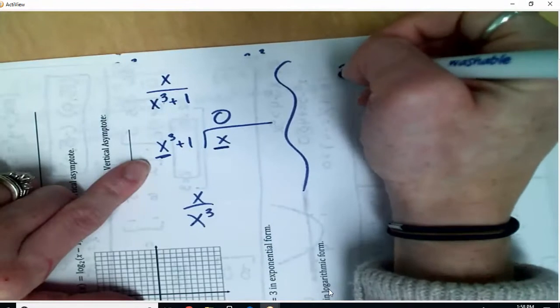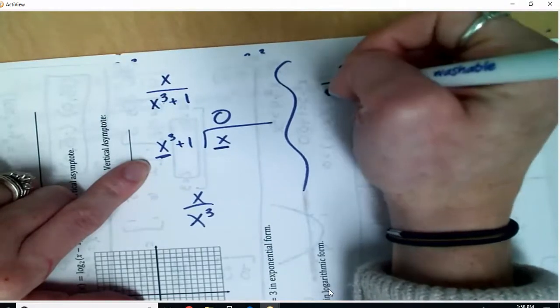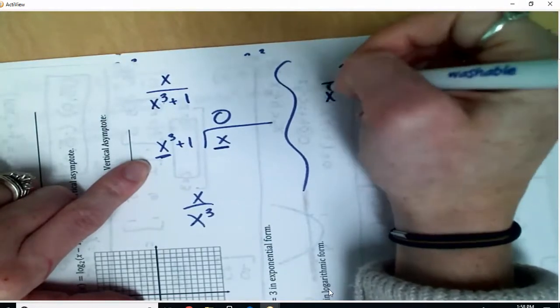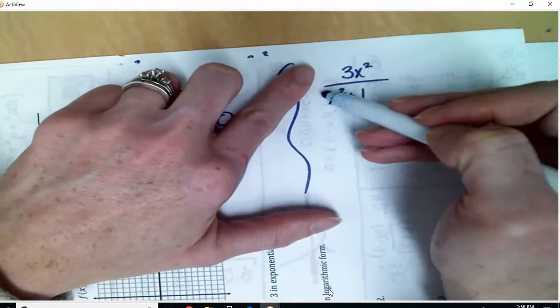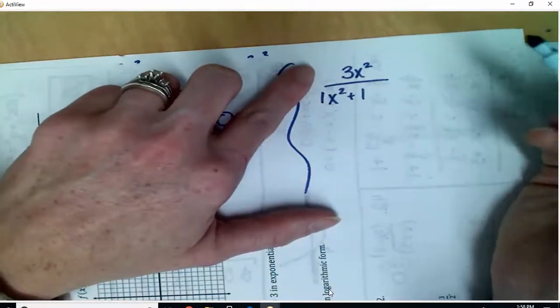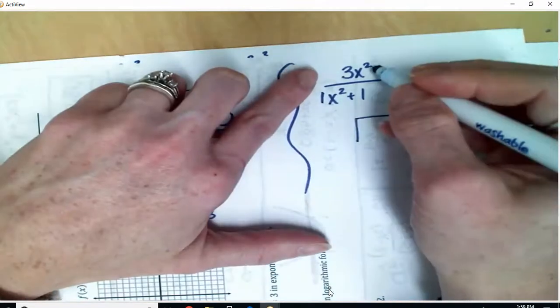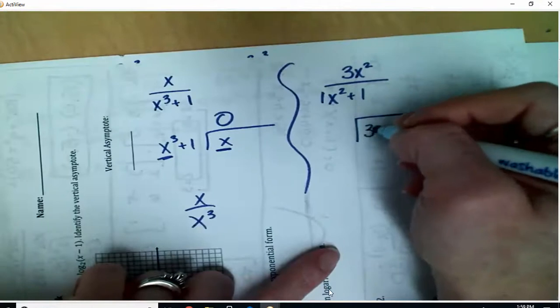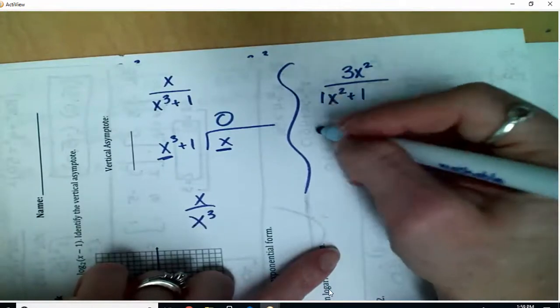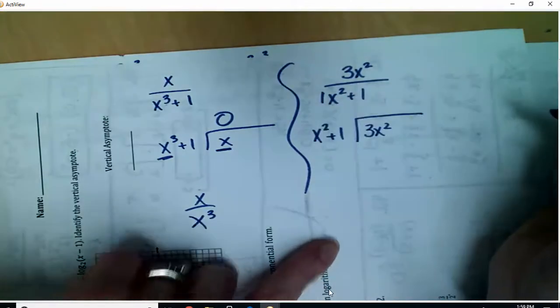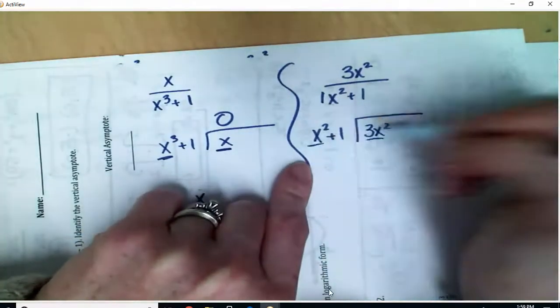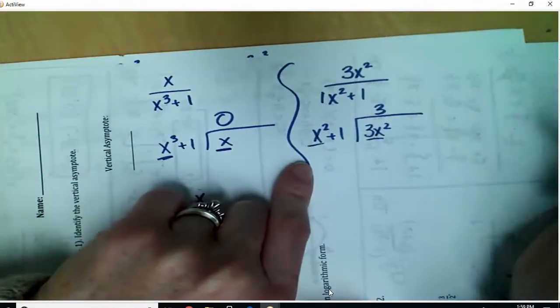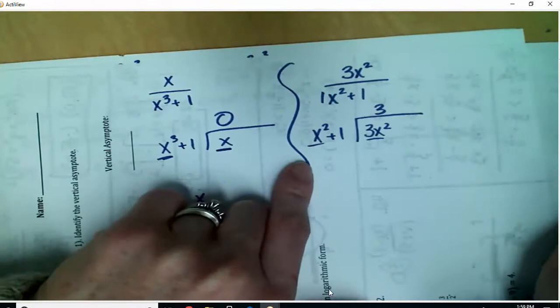If it were like 3x squared over x squared plus 1, our rule says those are the same degree. If you divide 3 over 1, you get 3. If we set up the long division, the 3x squared goes on the inside, x squared plus 1 goes on the outside. What's 3x squared divided by x squared? 3. And everything after that would be the remainder, which we ignore.